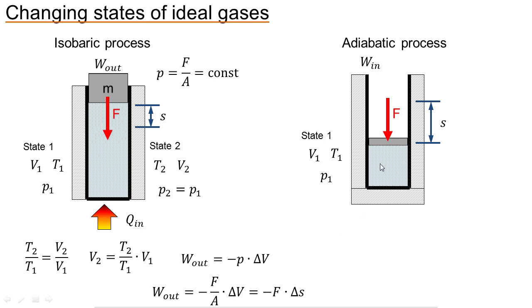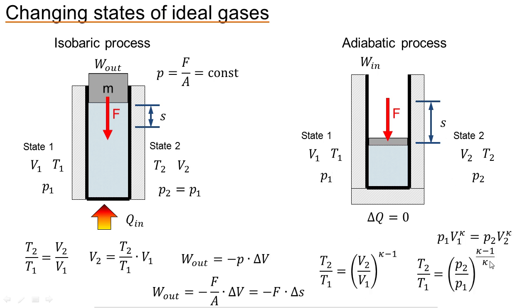There's no heat exchange in this process, so this means the heat that is exchanged is zero, and all three variables of the new state have changed. We have a smaller volume, as you can see, we have a higher temperature, and we have a higher pressure. To calculate the new state, there are some formulas here.